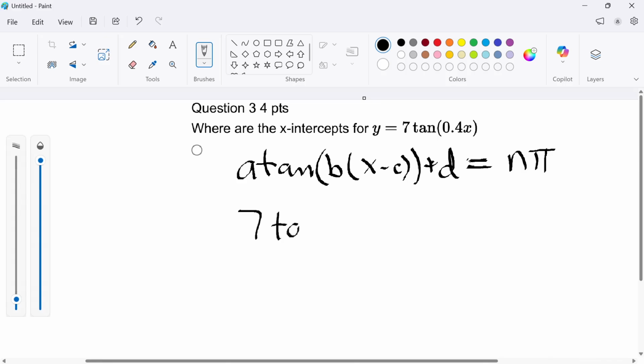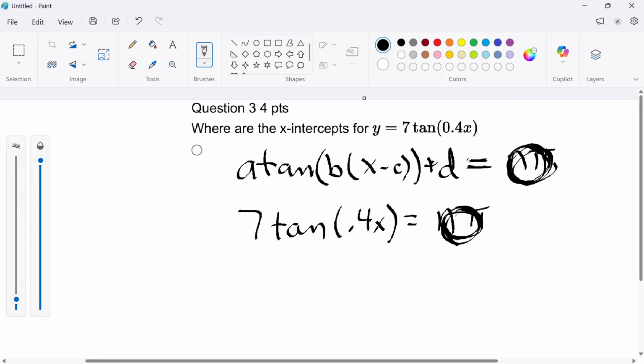7 tangent 0.4 x equals n pi. I'll divide both. Oh, I'm sorry, not equal to n pi. You said it equal to 0. Not equal to n. Why didn't you correct me on that? It said equal to 0. So I'll divide both sides by 7. Tangent of 0.4 x equals 0 divided by 7, which is still 0.